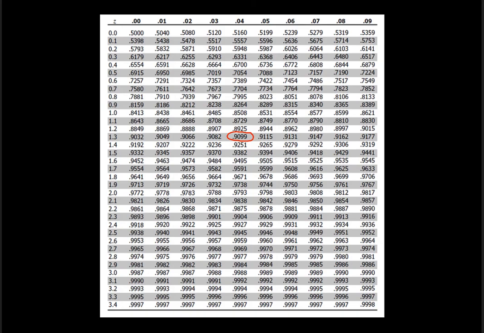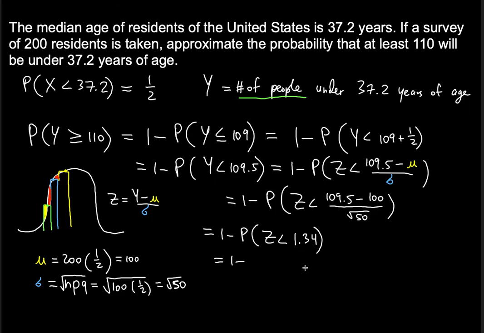So let's go back now and put that down. 0.9099. So as a result, this is equal to 0.0901. Okay? So this is the probability that at least 110 people out of the 200 residents will be under the 37.2 years of age, given that the median age is 37.2.